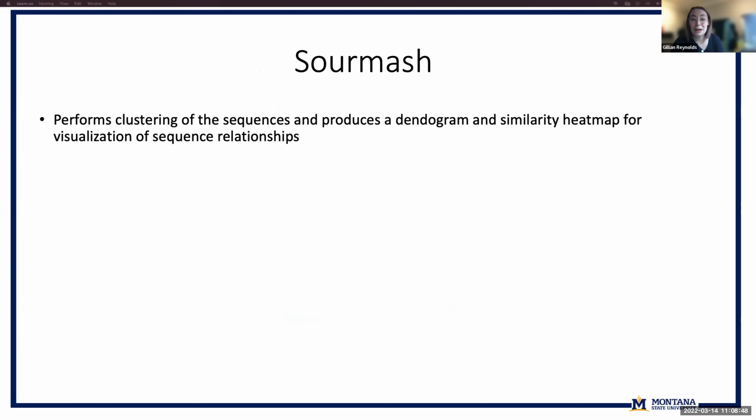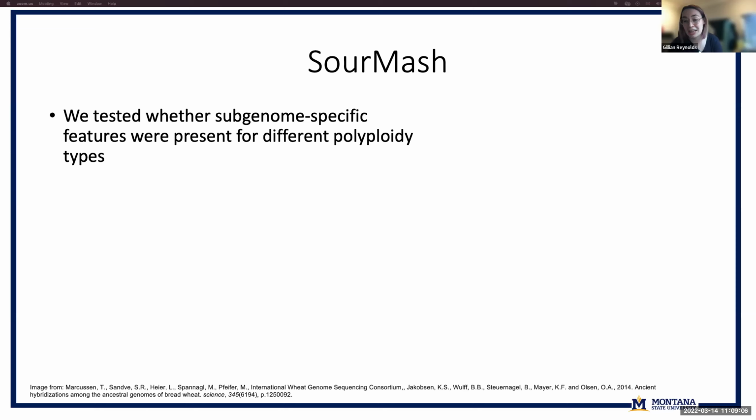Another beautiful part of Sourmash is that it performs clustering of the sequences and produces a wonderful dendrogram and similarity heat map for the visualization of those sequence relationships. And it's actually these visualizations that give a window into subgenome evolution. I'm going to show you loads of these, but just briefly, I need to outline the experiments that I've actually conducted. We tested whether subgenome-specific features were present for different polyploid types.